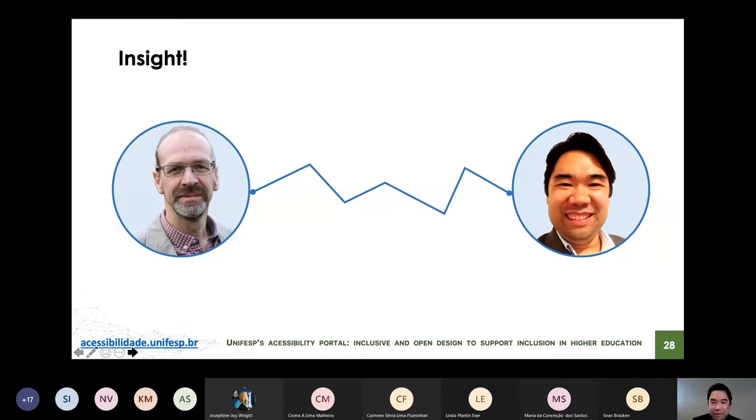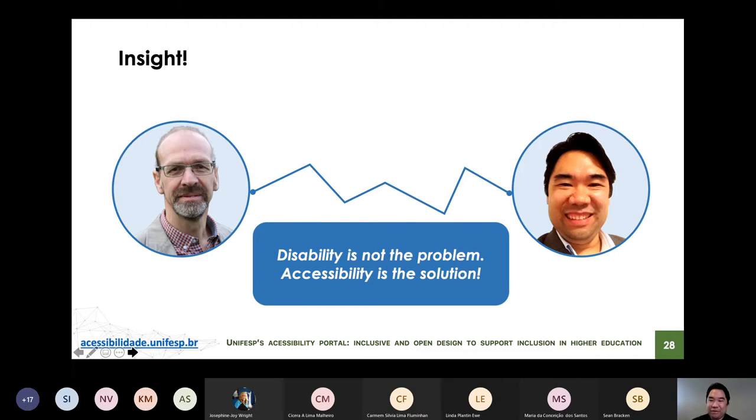And as we are developing the portal, I remembered a conversation that I had with Professor Sean, sometime last year, I don't remember well, when we were talking about problem-based learning and solution-based learning. It came out in the middle of the conversation that disability is not the problem, but accessibility is the solution.